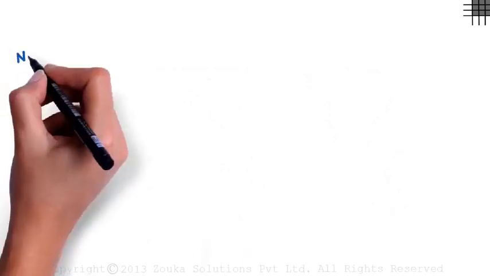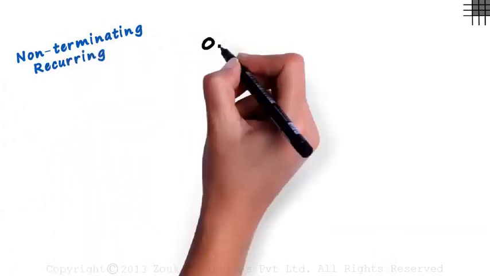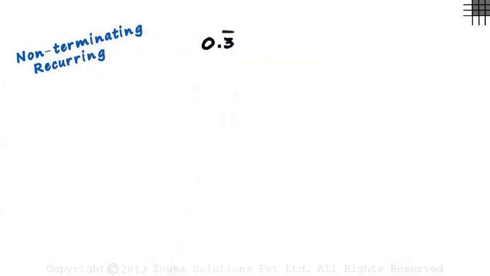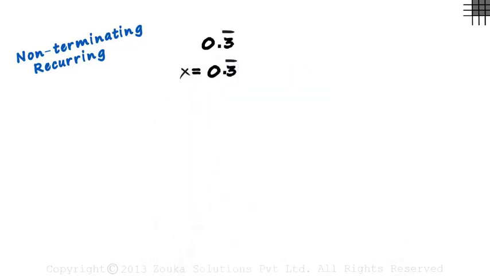How do we convert a non-terminating recurring decimal to the form p by q? Take the number 0.3 with a bar over 3. How do we get this in the form p by q? It's simple but interesting. Let's equate x with 0.3 bar. You will know soon as to why we're doing this.